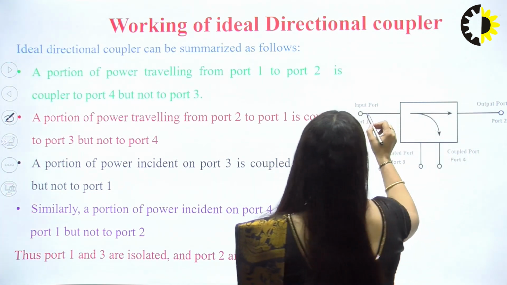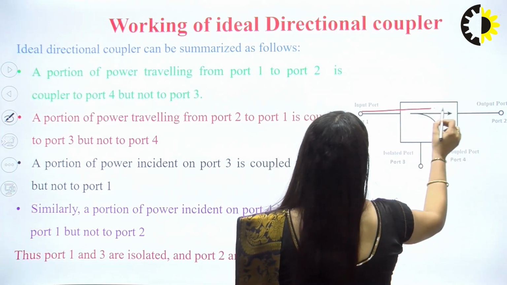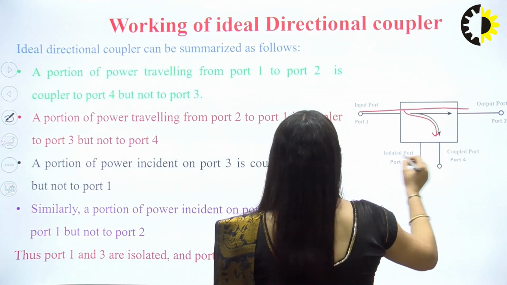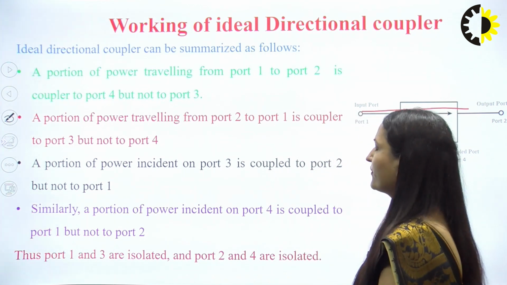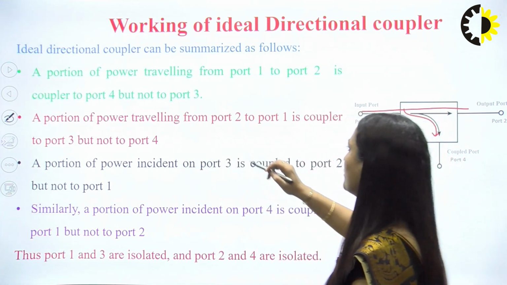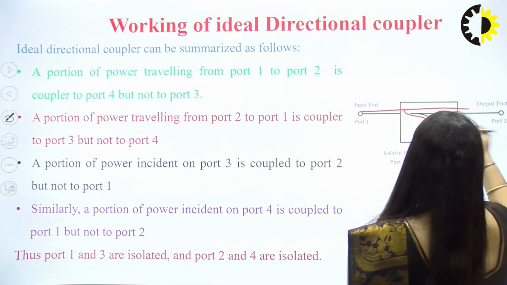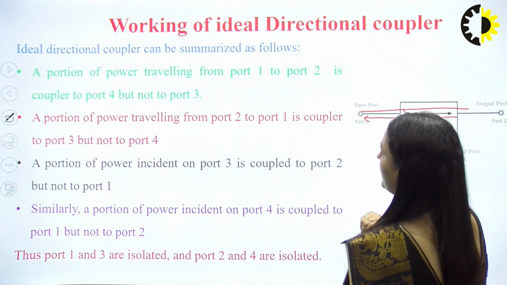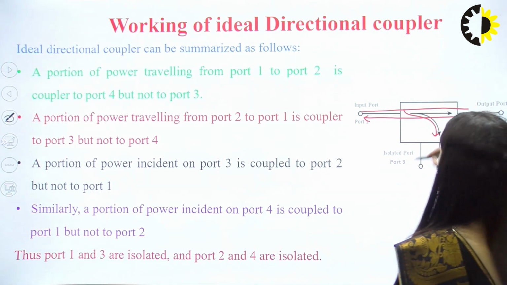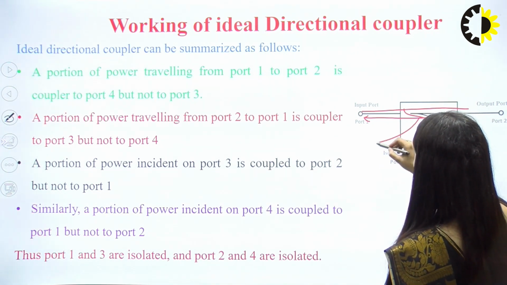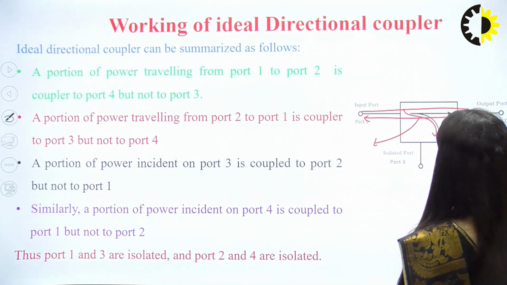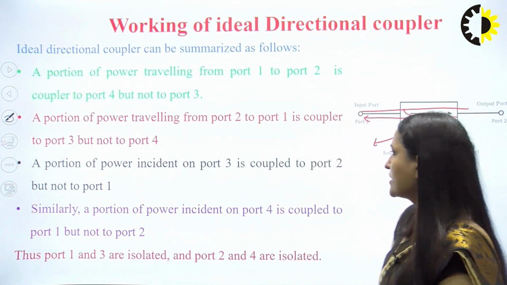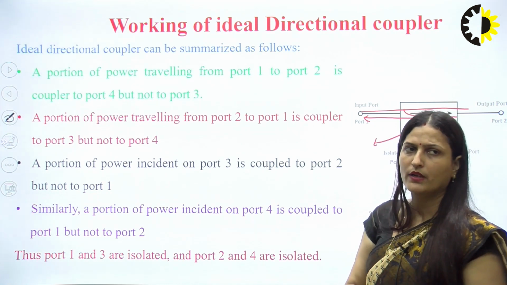So the wave is going from port number 1 to 2, some part is going to port number 4, and this is your isolated port. A portion of power traveling in the reverse direction, from port number 2 to 1, right, is coupled to port number 3, and it is isolated at port number 4. A portion of power incident on port number 3 is coupled to port 2, but not to 1.